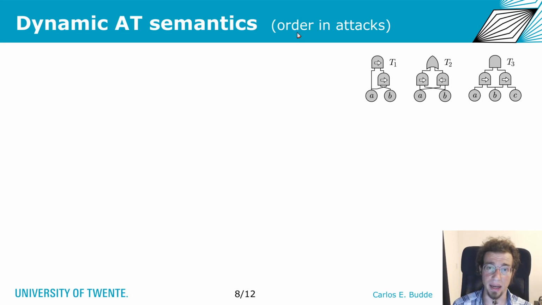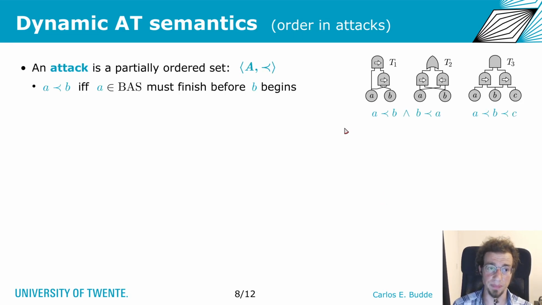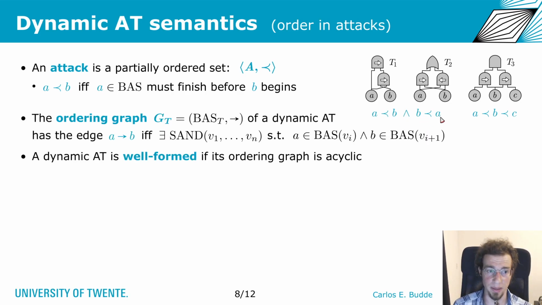So here there can be an ordering attack, so certain steps have to be taken from left to right order. That means that attacks are no longer just a set of basic steps, but also we may require that some of them take place before another ones. The problem is that we are then able to express contradictions, for instance here, where we want A to be before B and also B before A.